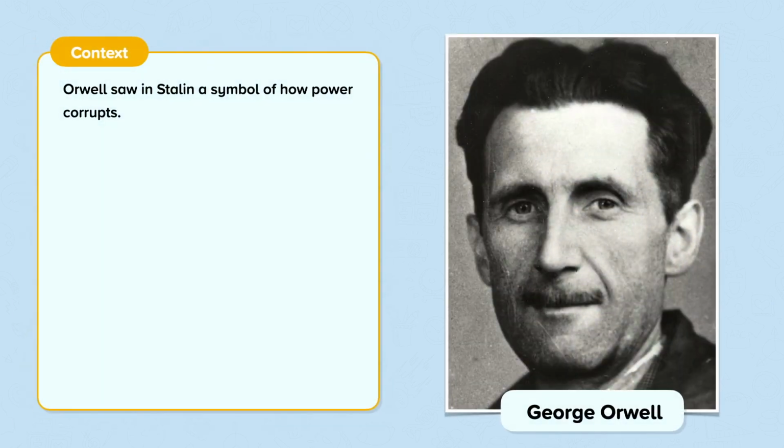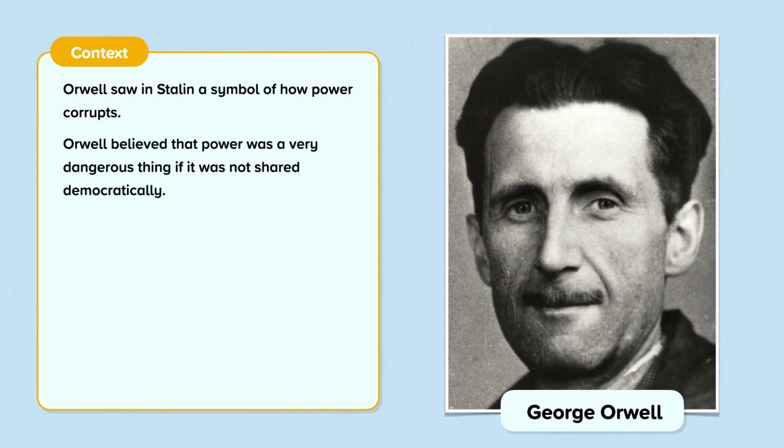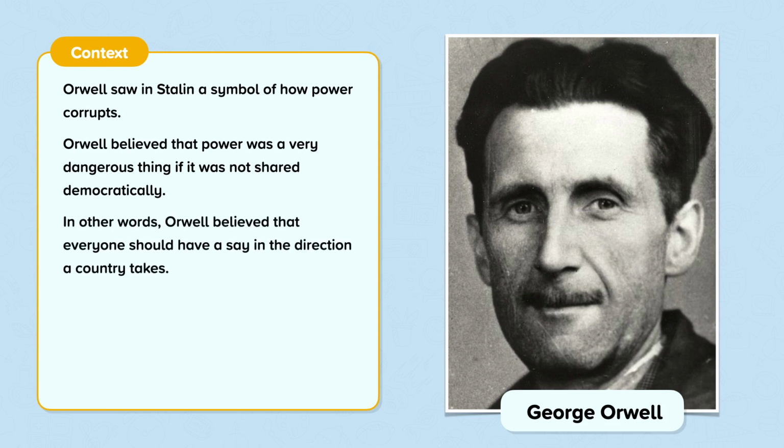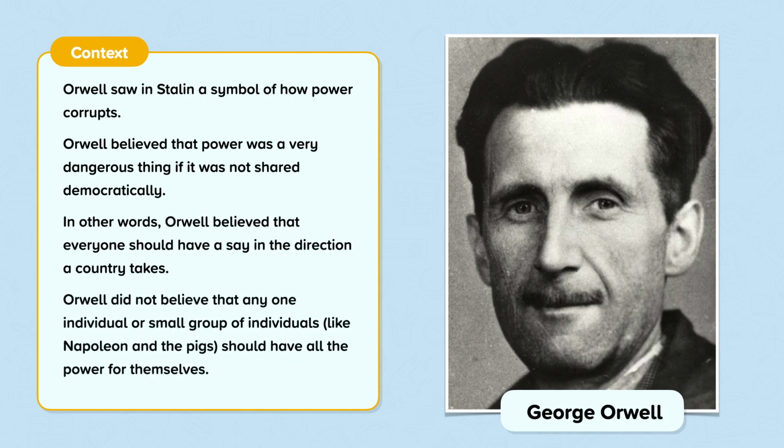Orwell saw in Stalin a symbol of how power corrupts. Orwell believed that power was a very dangerous thing if it was not shared democratically. In other words, Orwell believed that everyone should have a say in the direction a country takes. Orwell did not believe that any one individual or small group of individuals, like Napoleon and the pigs, should have all the power for themselves.